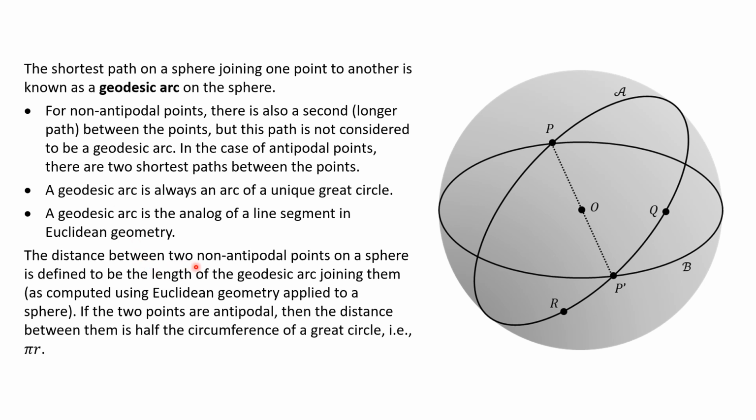The distance between two non-antipodal points on a sphere is defined to be the length of the geodesic arc joining them. So in other words, the distance between R and Q is the distance of this arc. If two points are antipodal, then the distance between them is half the circumference of the great circle. So if the circle and the sphere have radius r, then the distance between antipodal points would be pi r.